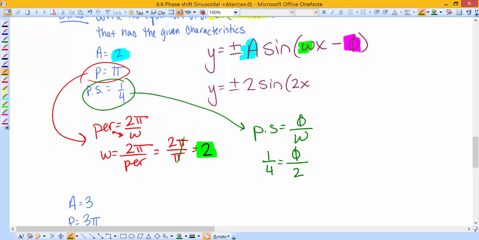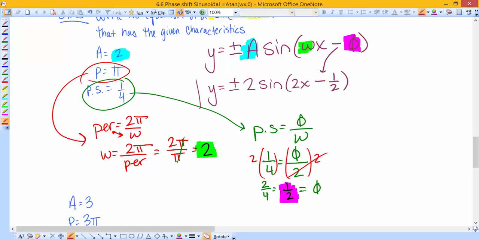So here I want to get phi by itself, so I am going to multiply both sides by 2. And 2 times 1/4 is 2/4, which becomes 1/2. That's your phi. So the 1/2 is positive, so when I plug it in, I bring down the negative, and then 1/2. There's your equation. You do have to understand, though, where the amplitude, the period, and the phase shift are coming from in order to write the equation of the sine graph.